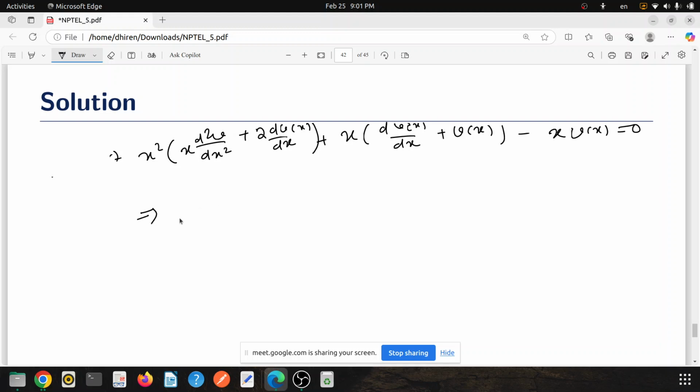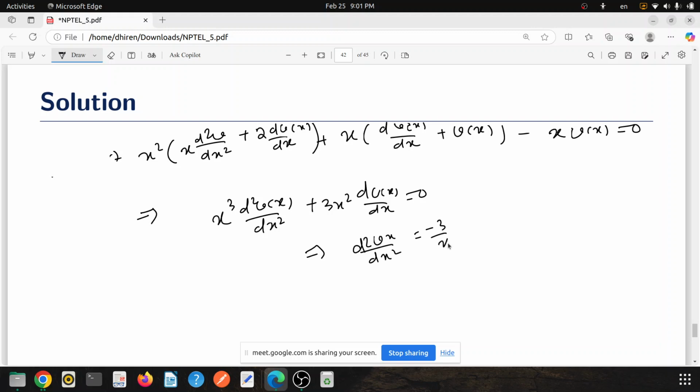So then if you do a little bit of algebra, you will get x³ d²v(x)/dx² plus 3x² dv(x)/dx is equal to 0. Then taking x² common, you'll get d²v(x)/dx² is equal to minus 3/x dv(x)/dx. So let's now assume omega(x) is dv/dx. So this term will be dω/dx equal to minus 3 dx/x.